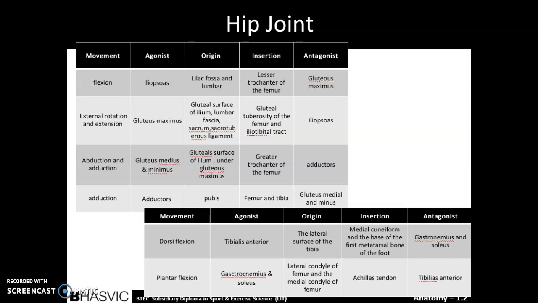When the agonist is adductors and the antagonist is gluteus medius and minimus, the movement is adduction, the origin is pubis, and the insertion is femur and tibia.